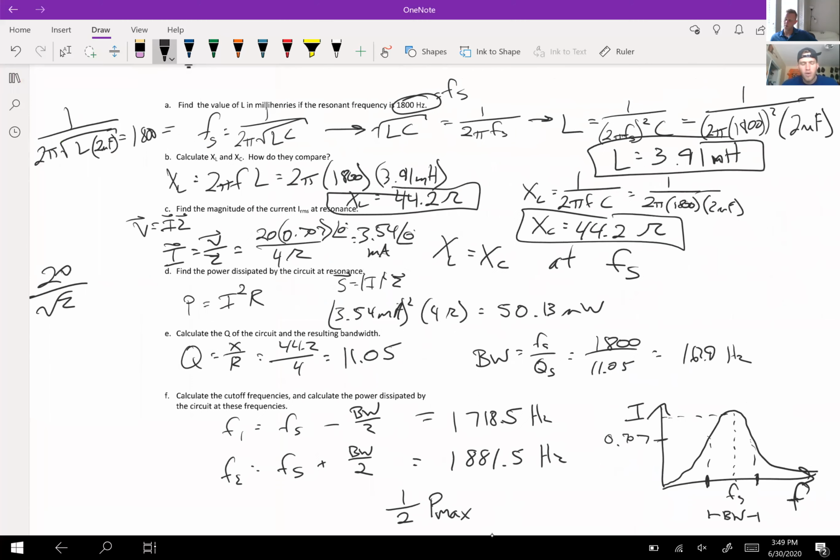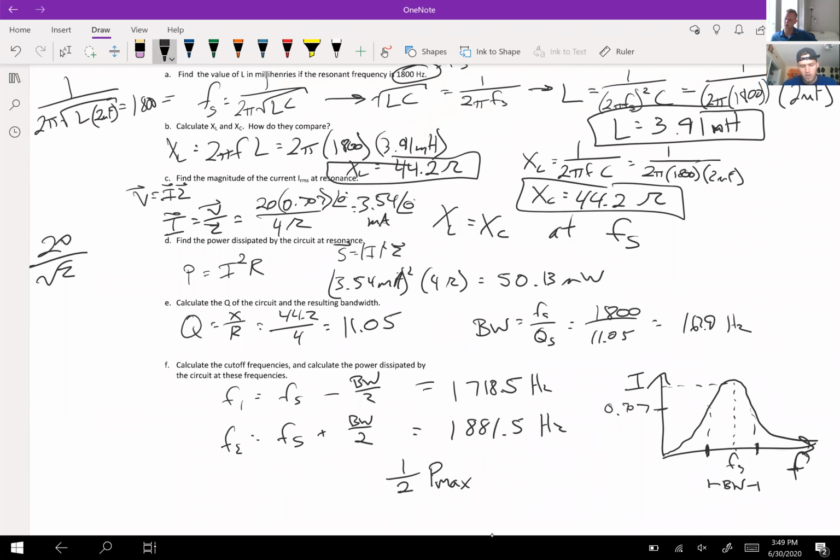So now this bandwidth, where it's still a quality current coming through from here on the graph to here on the graph, all of these frequencies are good. Because if I'm plotting it, it's best at 1800, but I'm still getting a quality signal at 1718, or still getting a quality signal at 1881.5. Does that make sense?